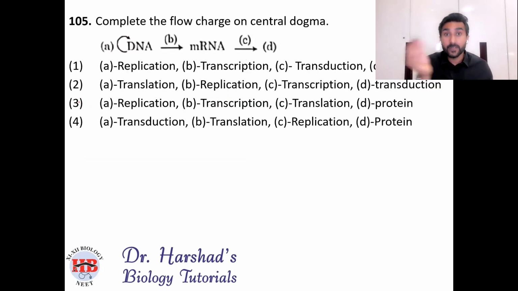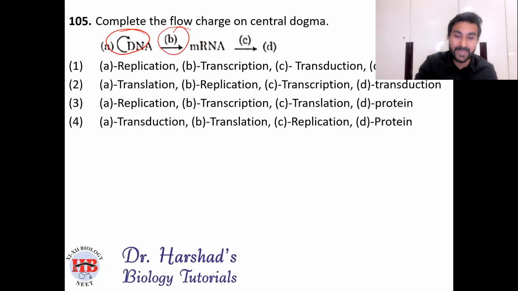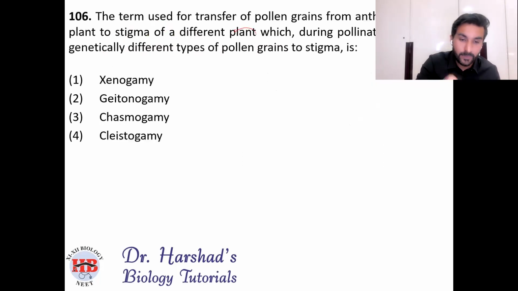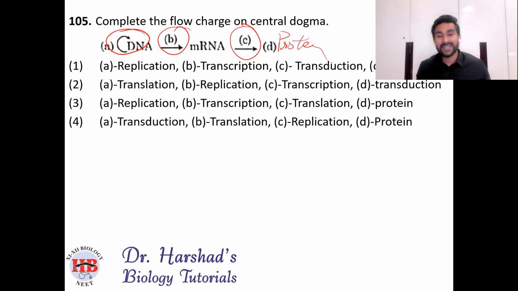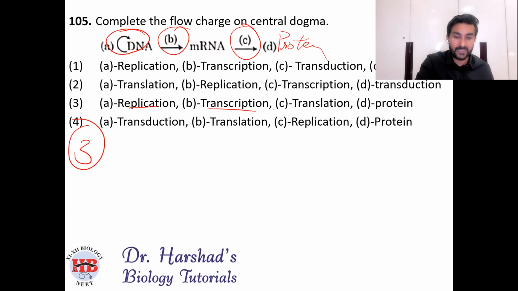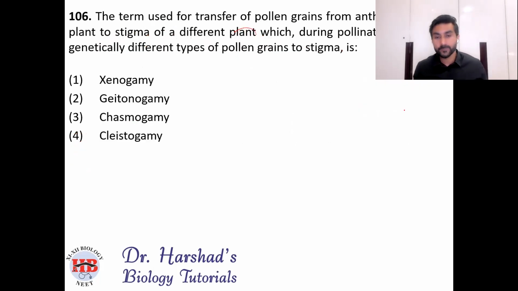This is your central dogma of molecular biology, whereby DNA forms DNA itself by the process of replication. DNA forms mRNA by transcription. It forms protein by translation. So A is replication, B is transcription, C is translation, and D is protein, which is our option number 3. So that would be our answer in this case: replication, transcription, translation, and protein.